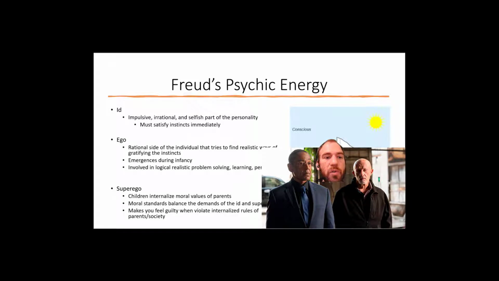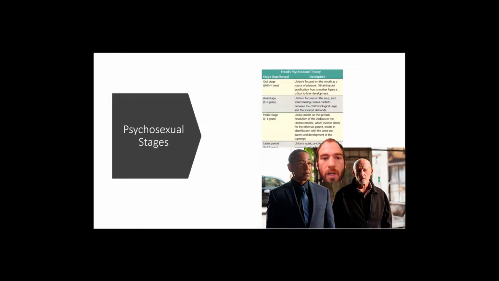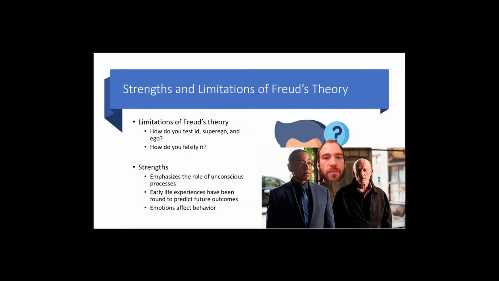So there are 3 parts to Freud's theory, this psychic energy. You've got the id, ego, and superego. The id is your irrational, selfish part. It wants that spicy chicken sandwich right now. Versus the ego, which is the rational side of the individual, involved in logical reasoning, and the superego, which balances the two. Psychosexual stages. I'm not going to read this. I don't really need you to memorize the specific years or anything along that line.